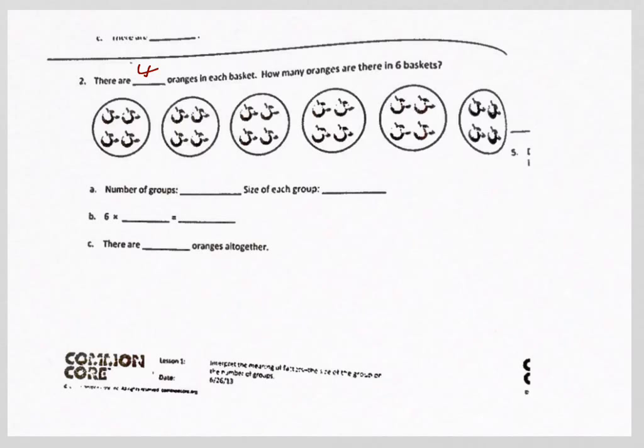Now, what's our number of groups? Well, here the number of groups is referring to the number of baskets. So we have 6 groups. What's the size of each group? That's asking us how many oranges are in each basket. Right, the size of our group is 4. So the multiplication expression here is 6 × 4. Now, what is 6 × 4?